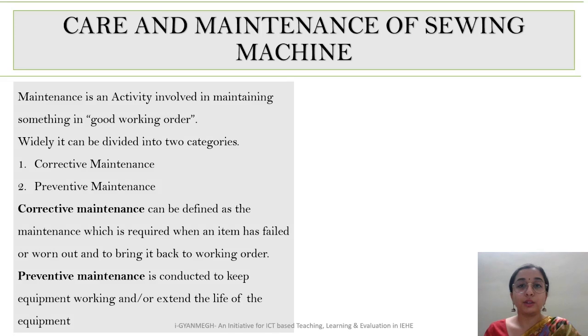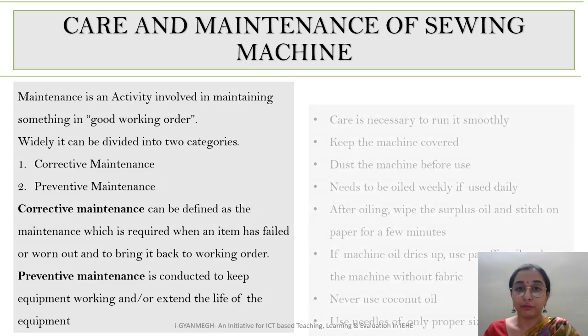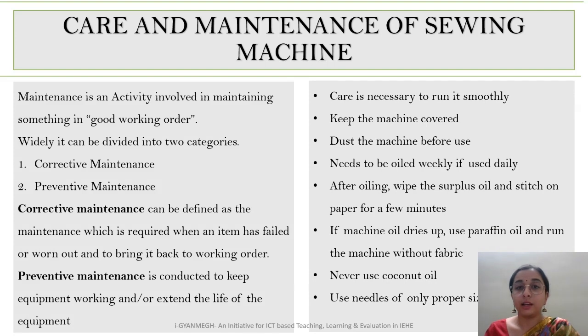Now students, you have to take note here that corrective means maintenance which is required when an item has already failed or worn out and you have to get it back to its working condition. Whereas when we talk about preventive maintenance, it is conducted to keep the equipment working or to extend the life of that particular equipment.